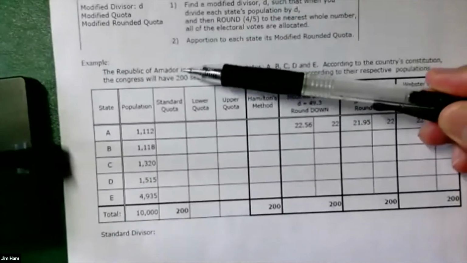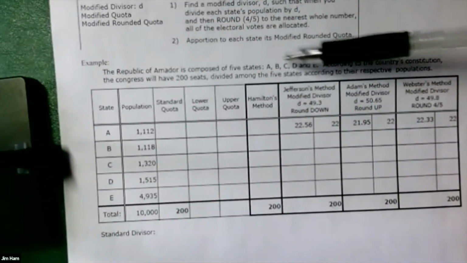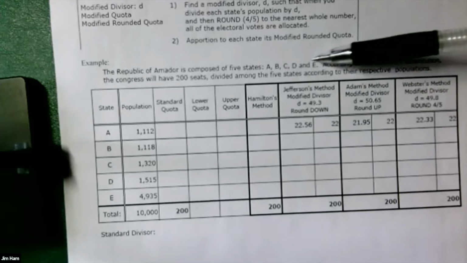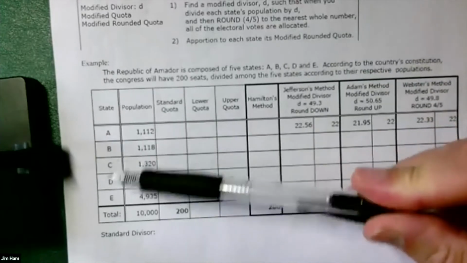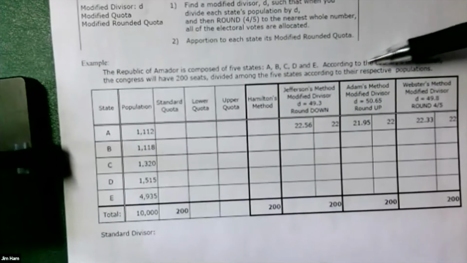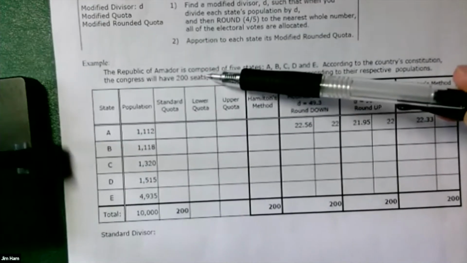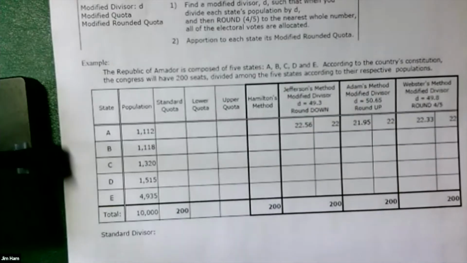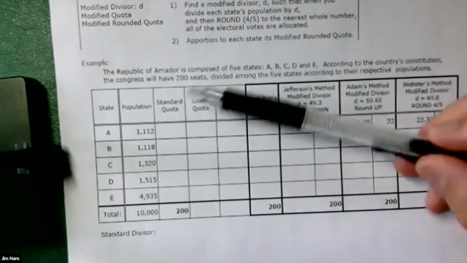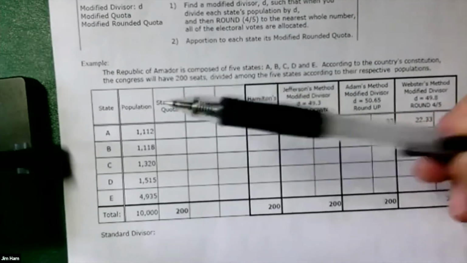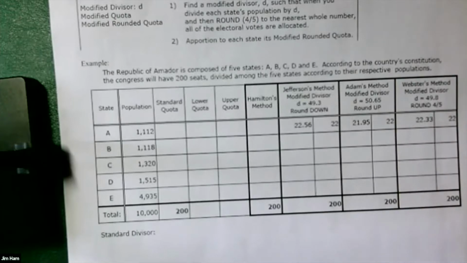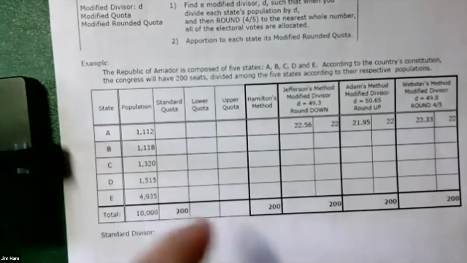It's a mini problem. I don't have 50 rows for 50 states, but it's a similar thing. This is the Republic of Amador. It's composed of 5 states instead of 50: A, B, C, D, and E. According to the country's constitution, the Congress will have 200 seats. In our Congress, or our electoral college, we have 538. In this particular republic, they have 200 seats.